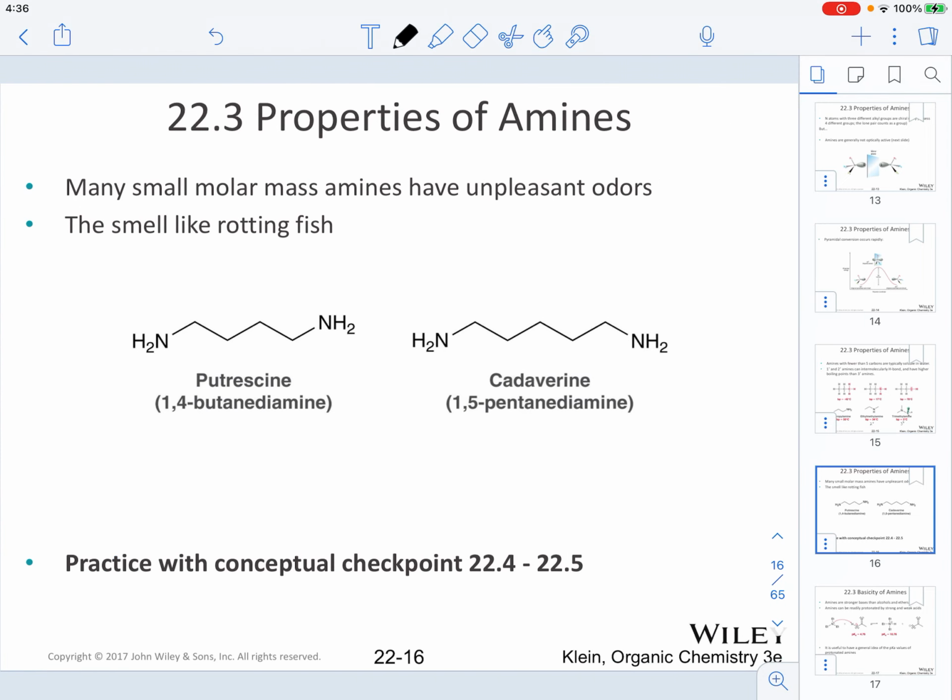Now, many small molar mass amines have unpleasant odors and they smell like rotten fish. Here we have two different examples just illustrating amines that are small molar mass and will not be pleasant to smell.